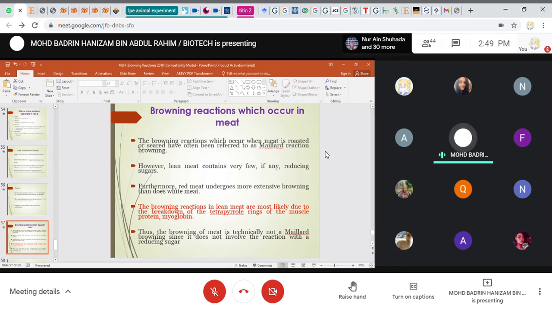myoglobin. Thus, the browning of lean meat technically cannot be called the Maillard reaction because it does not involve a reaction with reducing sugar, because lean meat contains very few or if any reducing sugars. So if you cook your lean meat, the reaction is technically not the Maillard reaction. If you don't have reducing sugar, it's no longer the Maillard reaction. In order for you to have the Maillard reaction, remember: amino acids and reducing sugar.